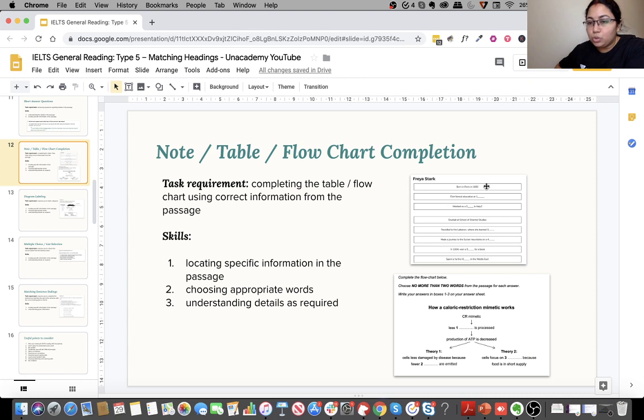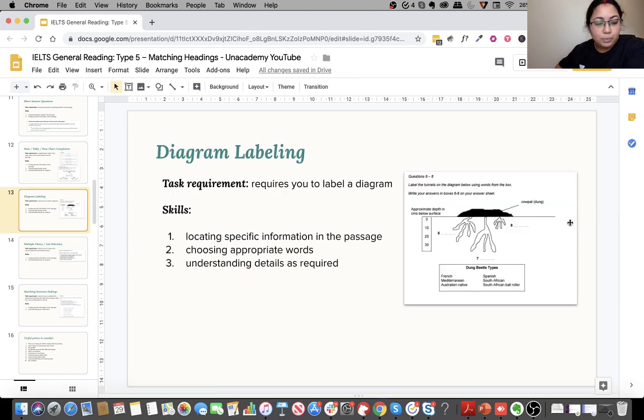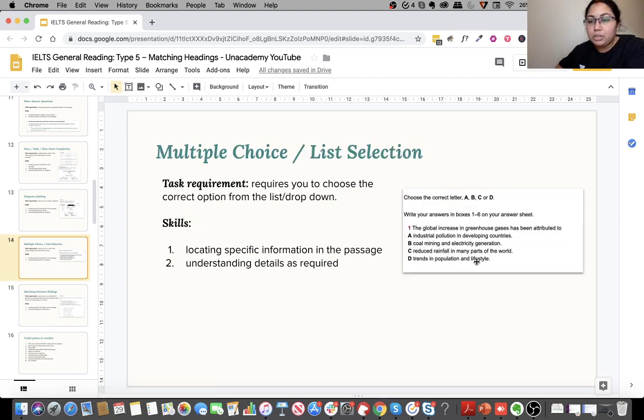So this is how a note completion looks. This is how a flowchart completion looks. This is how the diagram labeling looks, because here you can see the actual diagram which is given here, and you will have the box to choose the options from after reading the passage. And this is how multiple choice looks, where you're given a question with choices, or you will have a drop down that you can do.